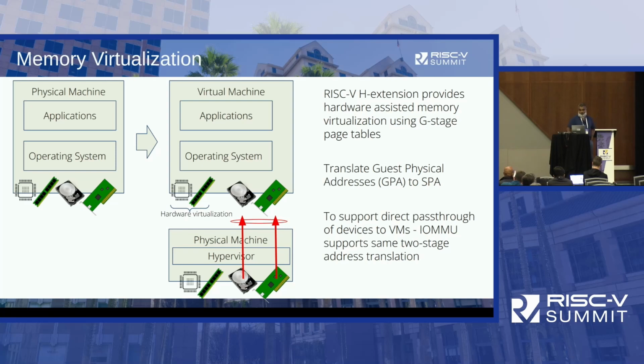So in order to do this pass-through of devices to the virtual machines, the IOMMU also needs to employ similar two-stage address translation so that operating systems and applications inside a virtual machine can program the I/O devices with guest physical addresses, or virtual addresses that need to be translated to a guest physical address and further to a supervisor physical address.